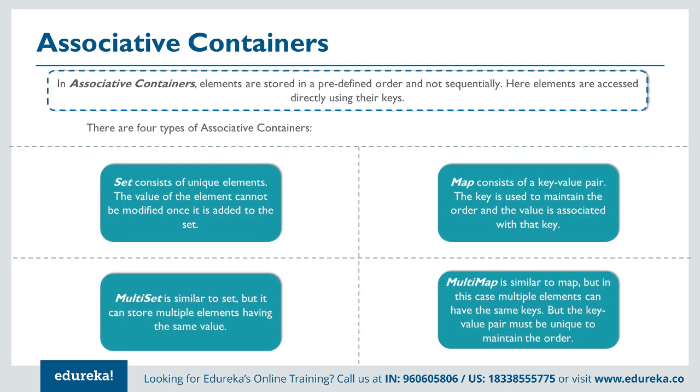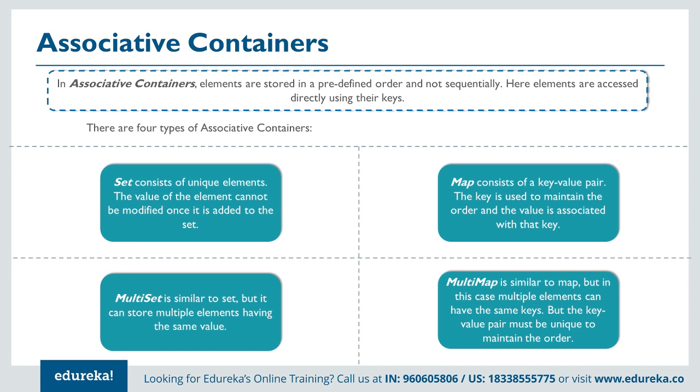Now let us look at associative containers. So in associative containers, elements are stored in a predefined order and not sequentially. Here elements are accessed directly using their keys. So earlier, as we talked, the elements are stored in sequential order, whereas in the case of an associative container, the order is predefined and it is not sequential in nature.